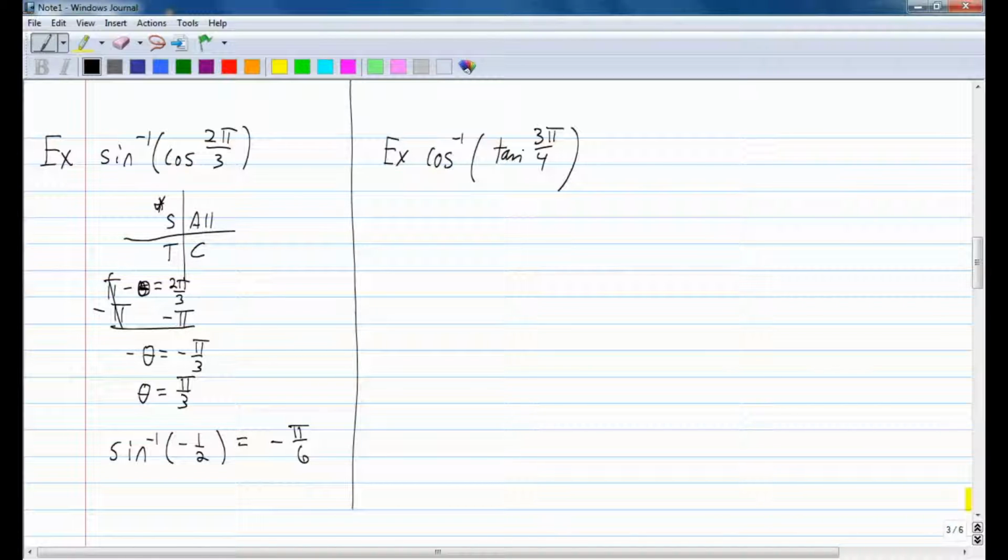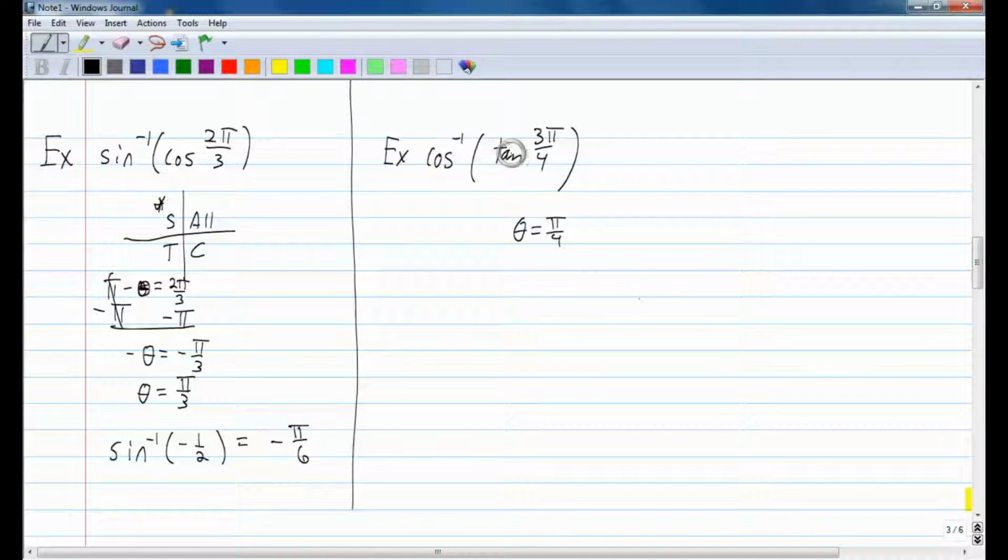Alright, let's look at the next problem. The tangent of 3 pi over 4 is on the inside. The inverse cosine is on the outside. Since the inverse is on the outside, work the inside first. Okay, 3 pi over 4 is in the second quadrant again. So I'll say pi minus theta equals 3 pi over 4. Solve for theta, and you'll get that theta is equal to pi over 4.